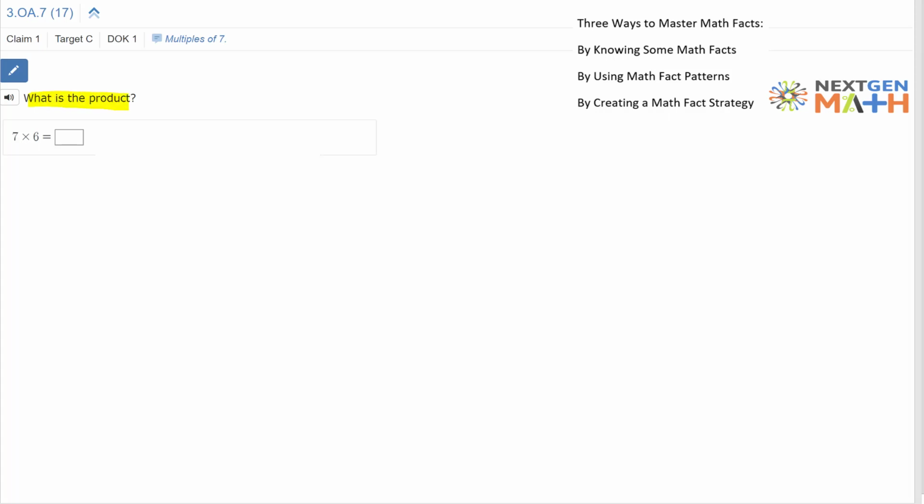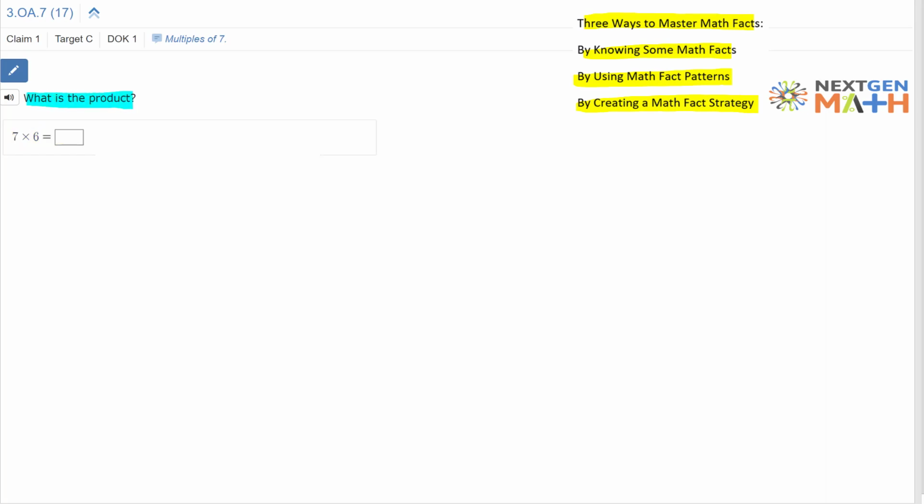What is the product? 7 times 6 is equal to what unknown number? Well, we know we have 3 ways to master math facts. We can master the facts by knowing some math facts, by using fact patterns, or by creating our own math strategy, or a combination of all 3. So here we go. Let's go ahead and solve.